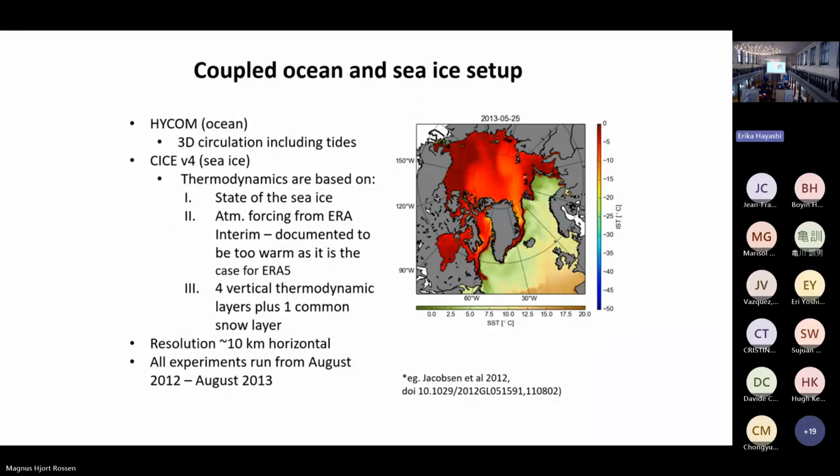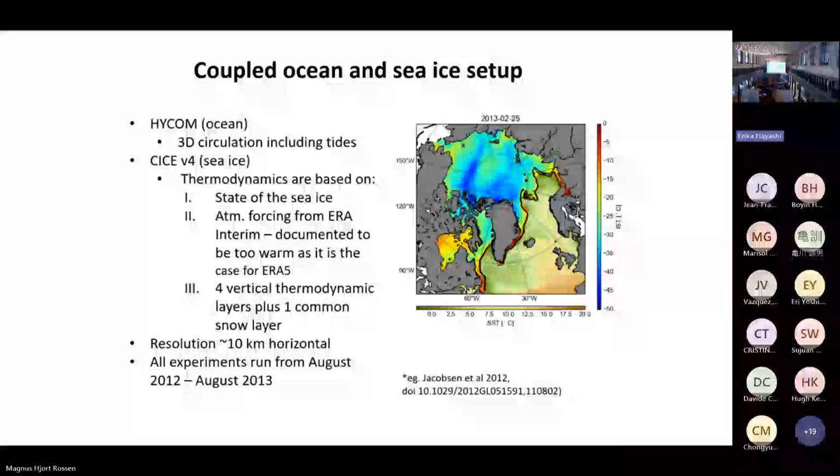Yeah, and it simulates the evolution of the sea ice state, the thermodynamics, based on 4 vertical layers plus 1 snow layer. And it's around 10 kilometers. And all experiments are from the period from 12 to 13, summer to summer.